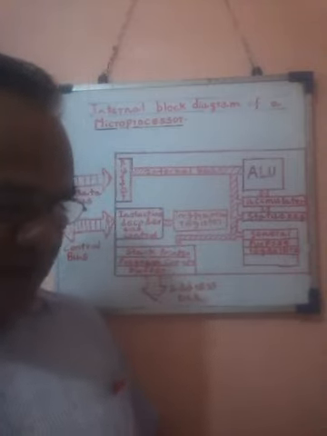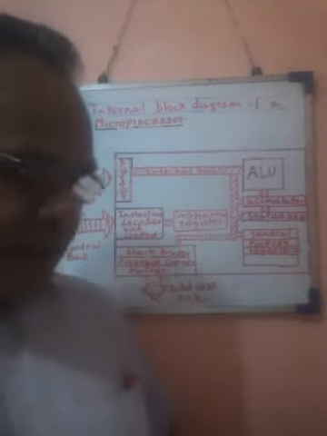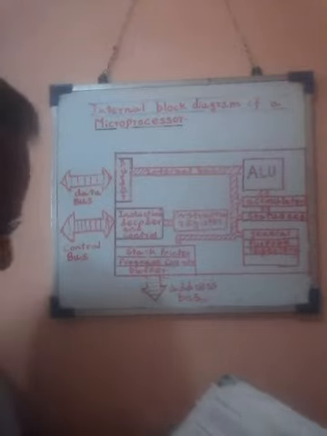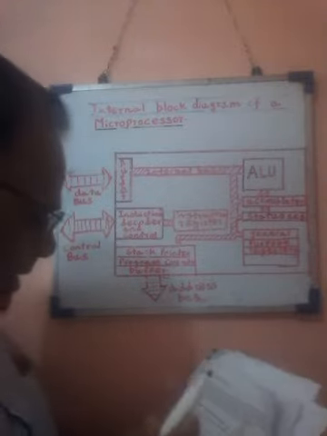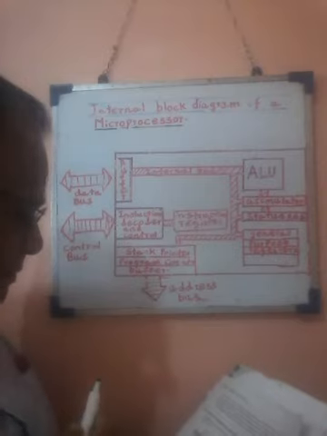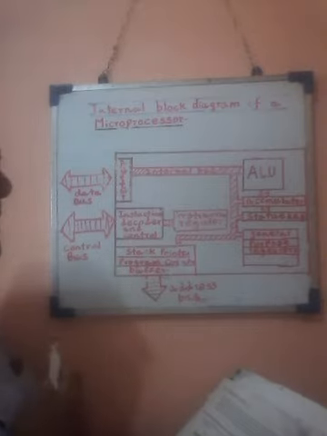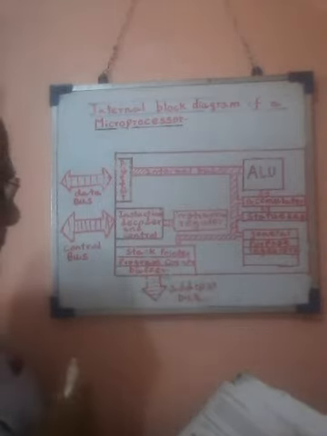Now we are going to proceed to the internal block diagram of the microprocessor. This is the internal block diagram of the microprocessor. Look at it thoroughly. You can look at this picture. I'll show this basic block diagram, the internal architecture of the microprocessor.